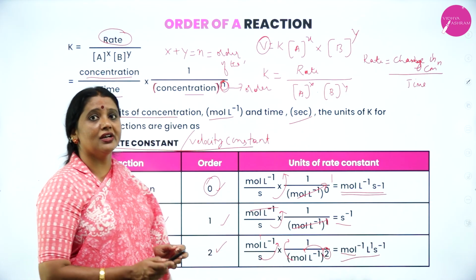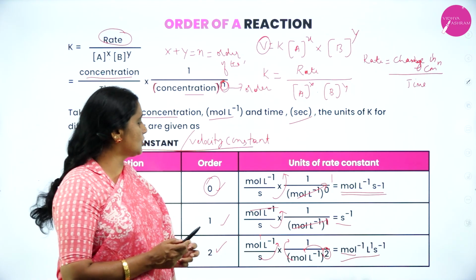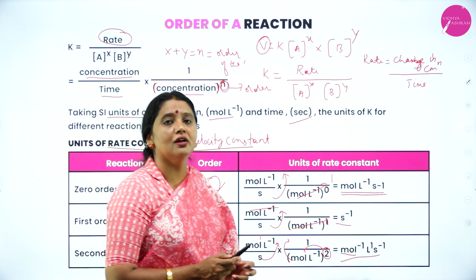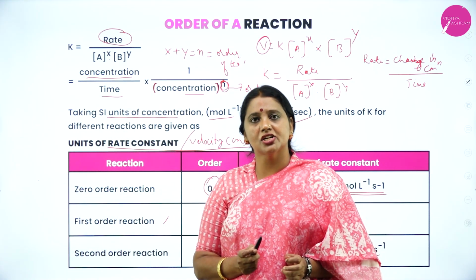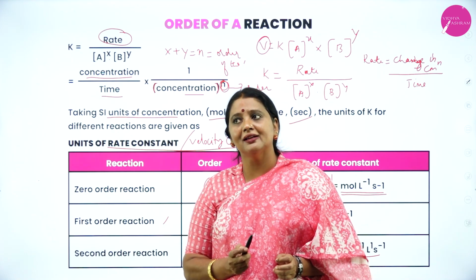What's the unit of rate constant of a second order reaction? It is mole to the power of -1 liter to the power of 1 per second.